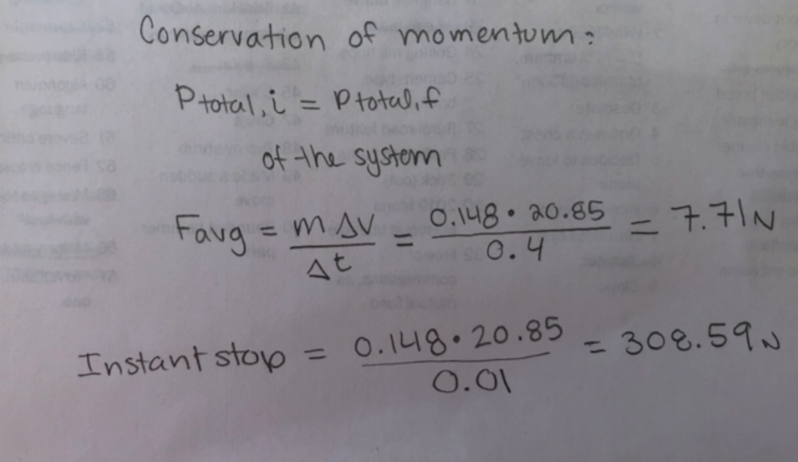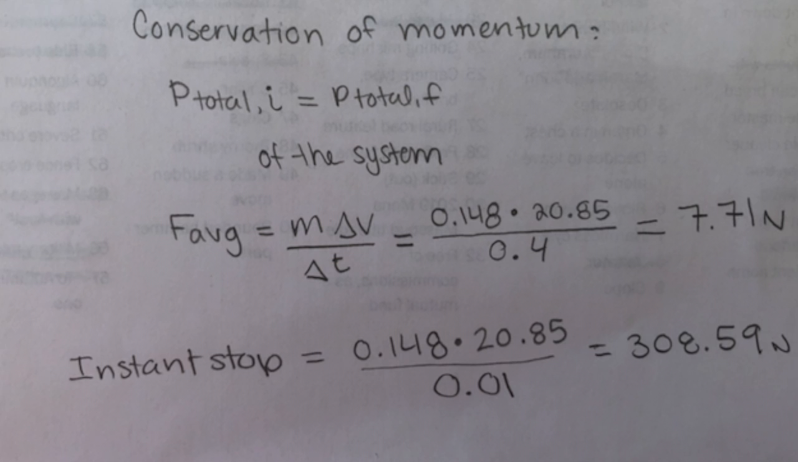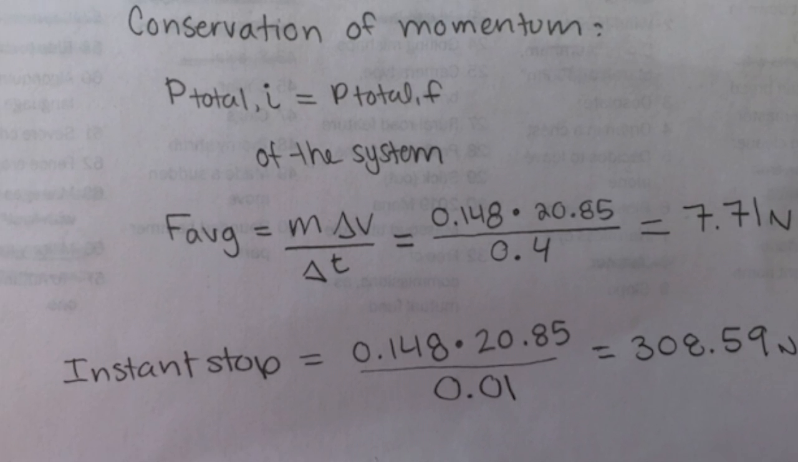This is why, for example, cars are designed to crumple a bit in an accident, so that it increases the collision time and overall decreases the force, protecting the person inside the car.